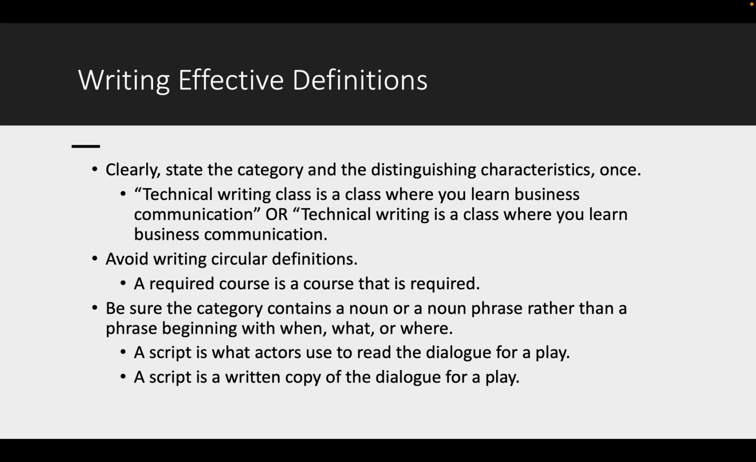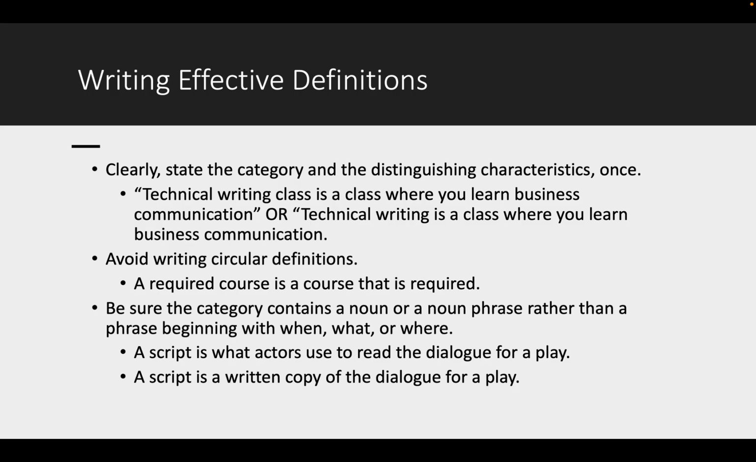There are some things you can do to make sure that you are writing clear and effective definitions. The first thing you want to do is state the category and the distinguishing characteristics, but state it only once. For example, "technical writing class is a class where you learn business communication" feels redundant. We don't need to state it twice. We can say something like, technical writing is a class where you learn business communication.